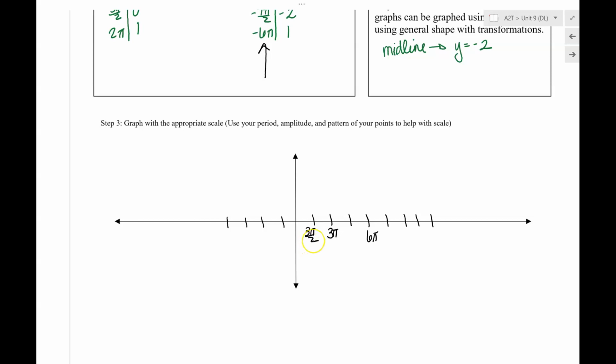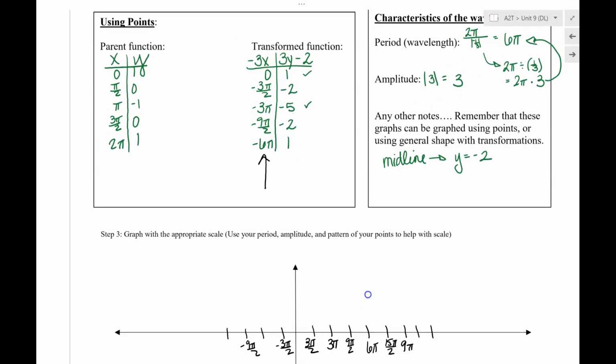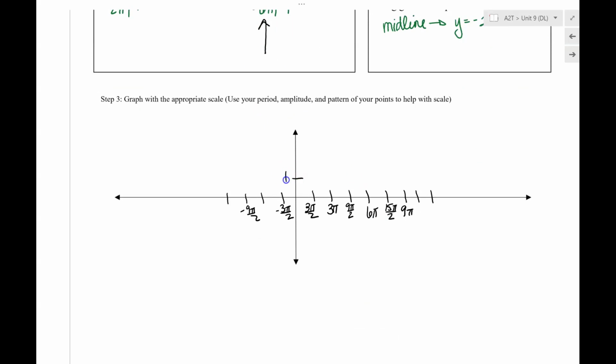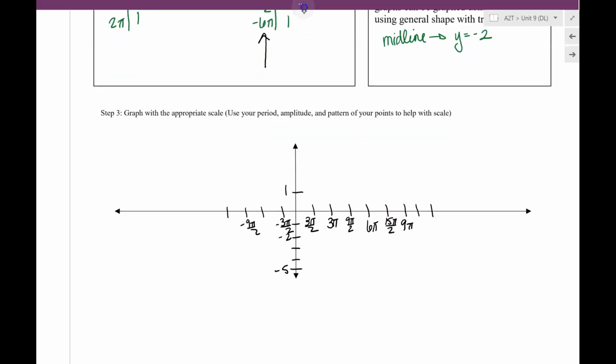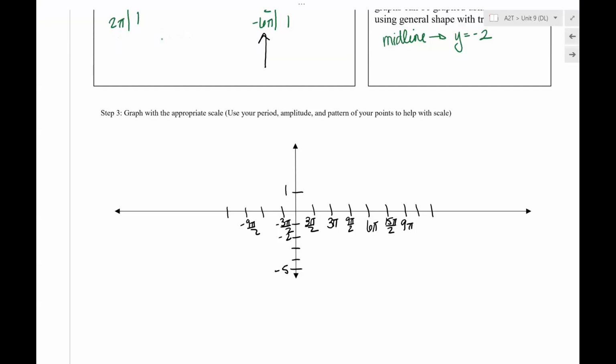So we have 3 pi over 2, 6 pi over 2, 9 pi over 2, 12 pi over 2, 15 pi over 2, 18 pi over 2, which is 9 pi, and so forth. Good. And then, yes, we do need to go in the negative direction because that's where our points are existing. Our maximum is 1. It looks like minimum is -5. So I'm going to go up to 1. I'm going to go down 1, 2, 3, 4, -5. I also need -2, so I'm going to label that to make my life a little bit easier. Okay, the midline is at -2, we found out.